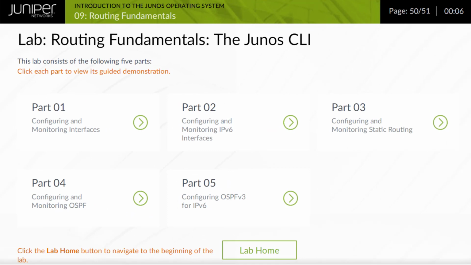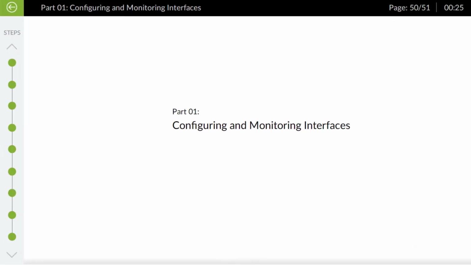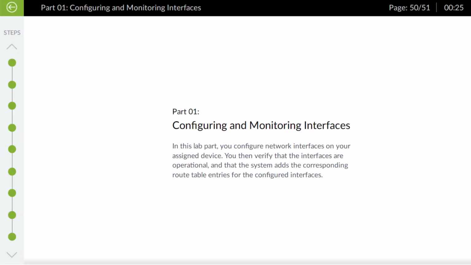This lab consists of 5 parts. Click each part to view its guided demonstration. Part 1: Configuring and monitoring interfaces. In this lab part, you configure network interfaces on your assigned device. You then verify that the interfaces are operational and that the system adds the corresponding route table entries for the configured interfaces.